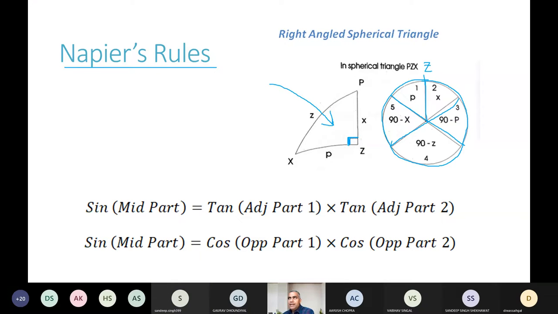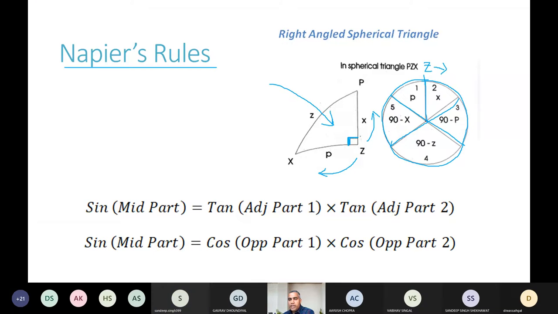Now from this angle Z, you start to move clockwise or anti-clockwise, in whichever direction you want to go. If you want, you can move clockwise. If you want, you can move anti-clockwise also. And whatever parts of the triangle keep on coming, you keep on filling them up in this circular diagram. So from Z, we move.